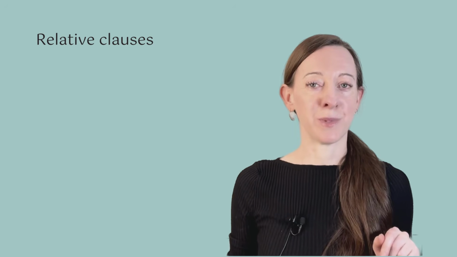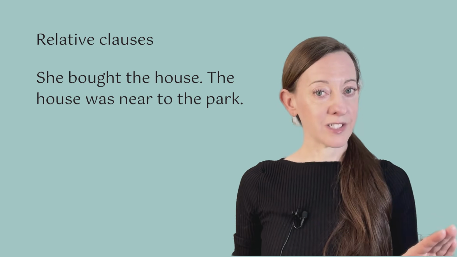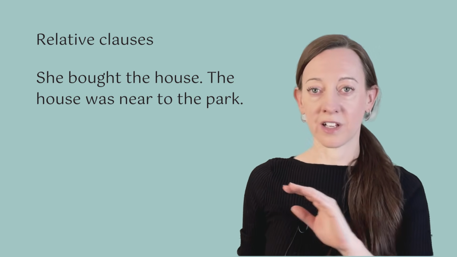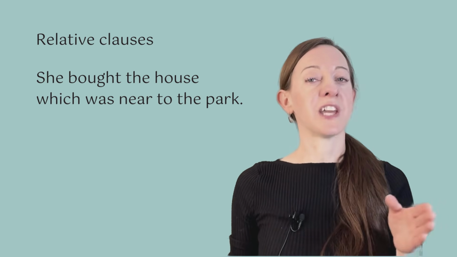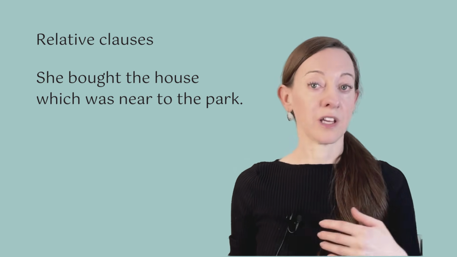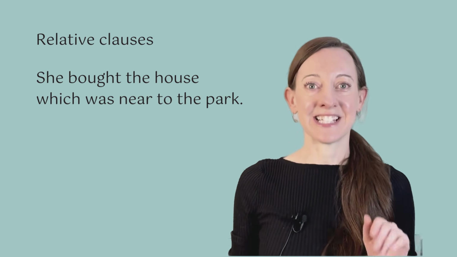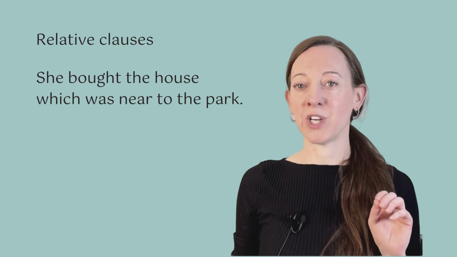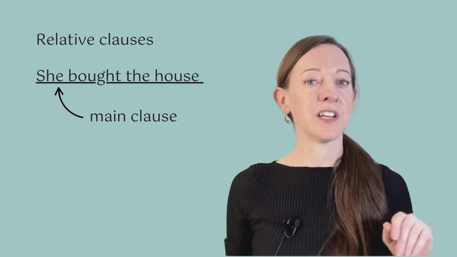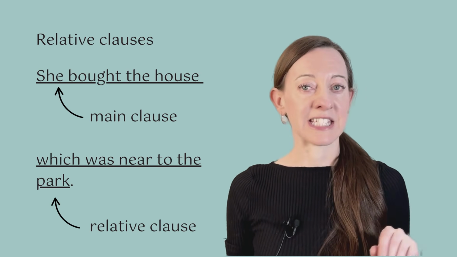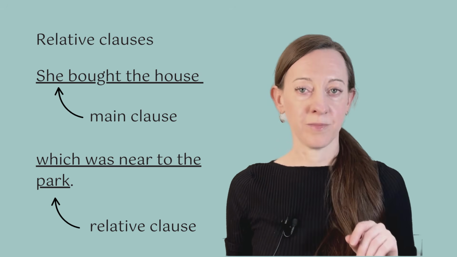Here's another example. She bought the house. The house was near to the park. Two sentences, very simple. She bought the house which was near to the park. One sentence and it sounds more advanced and more natural. The main clause is she bought the house and the relative clause is which was near to the park.